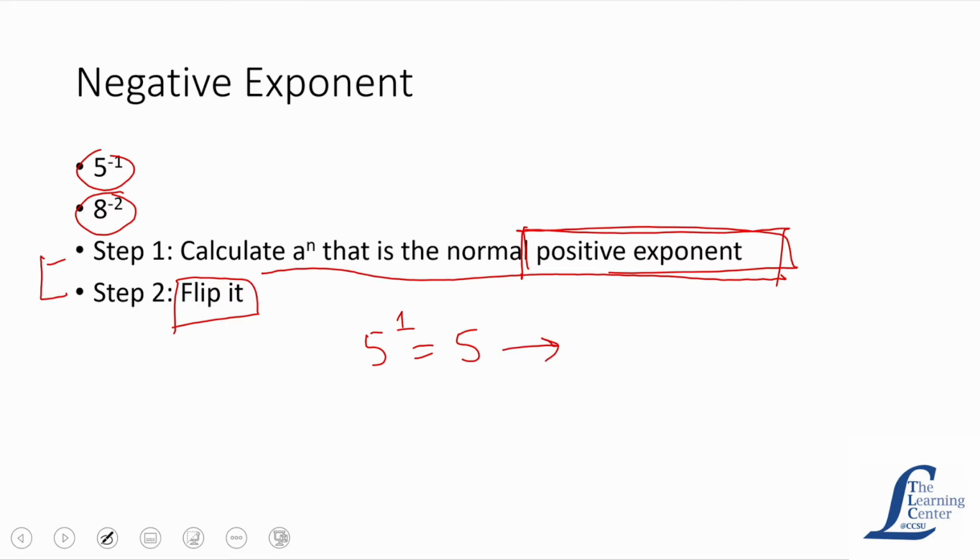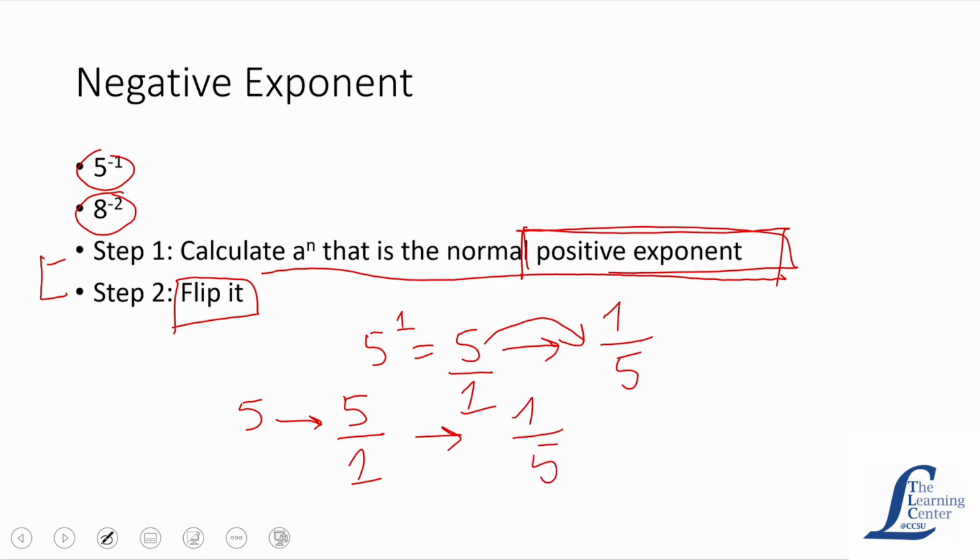So that would turn into 1/5. How did it go from 5 to 1/5? 5 can be written as 5/1, right? 5 divided by 1 is 5. So 5 is 5/1. To flip 5, I convert it into a fraction, 5/1, and then we flip the fraction. So that would be 1/5. The answer to 5 to the -1 would be 1/5.